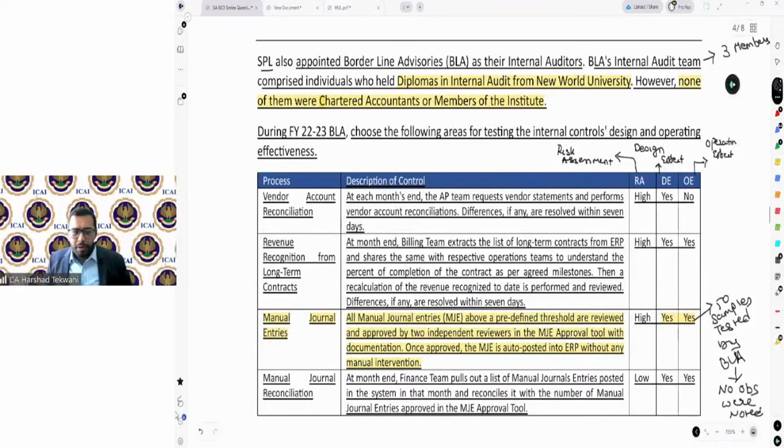No observations were noted. There is another control on the manual journal entry area, which you can say is a supporting control: at the month end, the finance team pulls out a list of manual journal entries posted in the system in that month and reconciles it with the number of manual journal entries approved in the tool. Again, that was also passed.